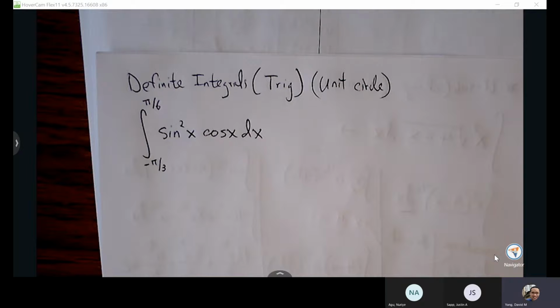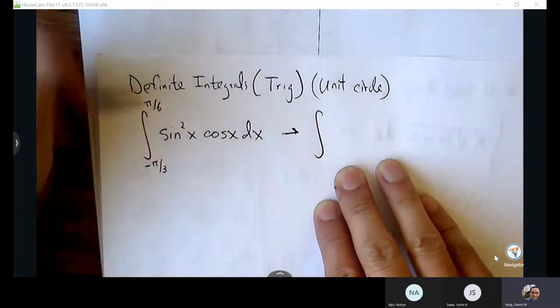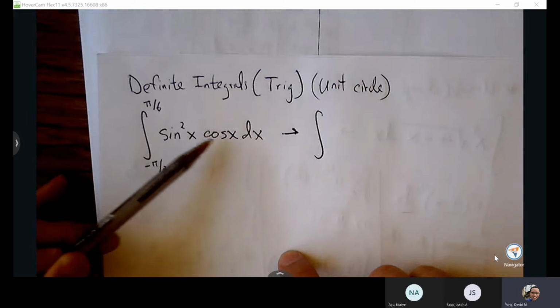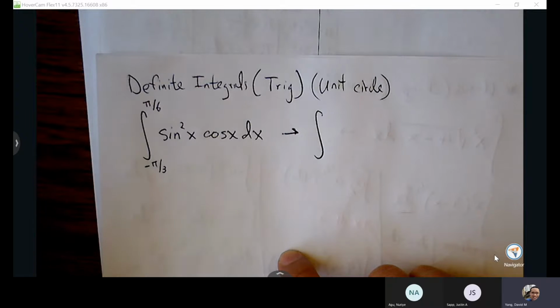Okay, but first things first, we definitely don't involve the bounds yet, right? That's the last thing we do. So don't plug pi over 6, negative pi over 3 in. That's nothing to do with it. So it may help just to rewrite this problem without the bounds. And I know this is too messy for one rule. We have to rely on U substitution.